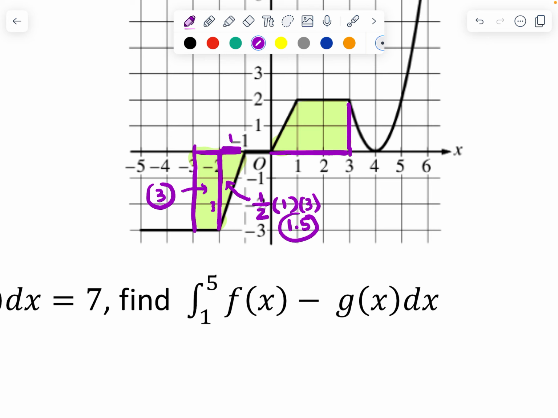And then I can do the same thing with this, split this up. So this little square here is not a rectangle. 2 times 2, the area is going to be 4. And then this little triangle here, I'm going to have 1/2. The base is 1, and the height is 2. So the 2's cancel out. So this is just going to be a 1.